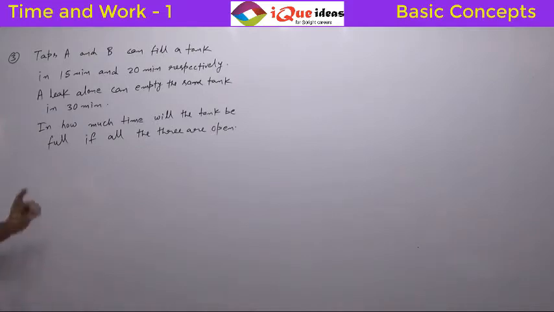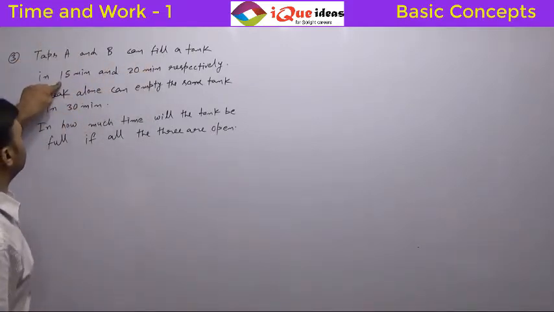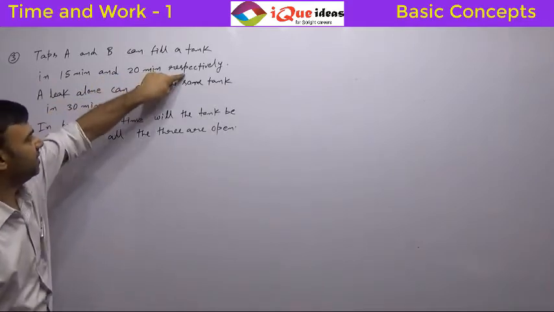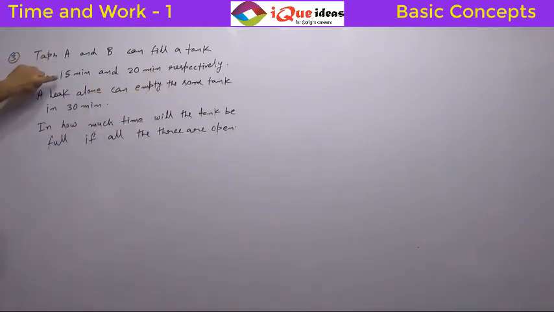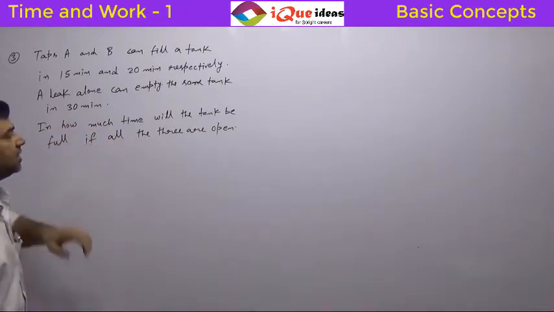Now let's take a look at this question. It says taps A and B can fill a tank in 15 minutes and 20 minutes respectively. That means A alone can fill the tank in 15 minutes, B alone can fill the tank in 20 minutes. A leak alone can empty the same tank in 30 minutes. In how much time will the tank be full if all the three are open, right?